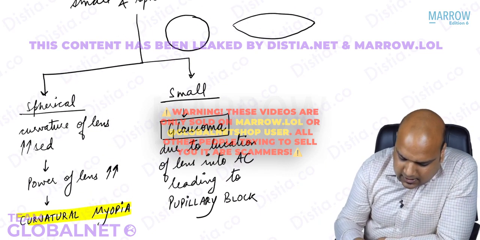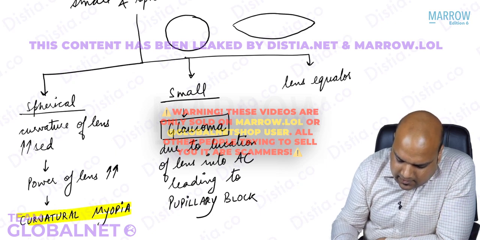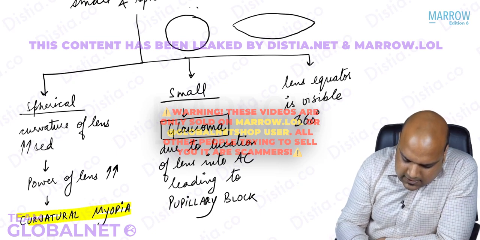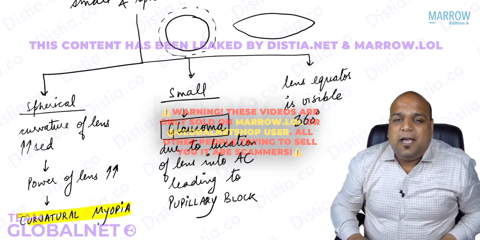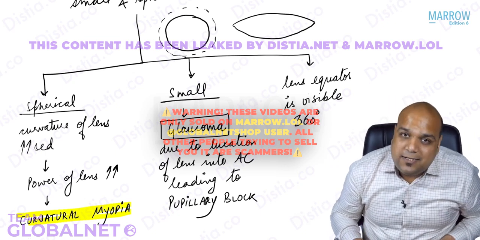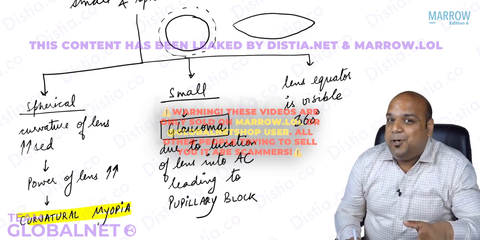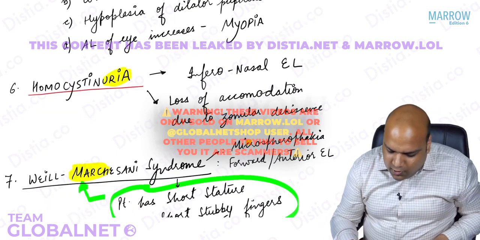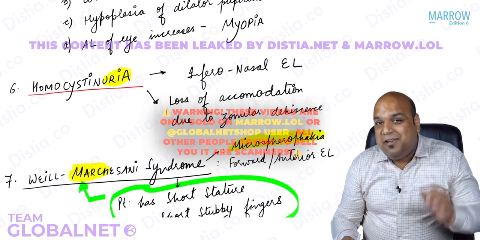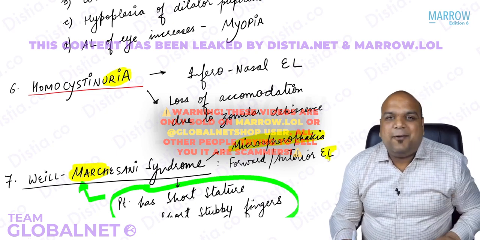Yes. Also, because the lens is small, everybody, lens equator is visible 360 degree. Yes. So if this will be my pupil, I will be able to see the complete lens equator within the pupillary area when my pupil is dilated. I hope you understand this. That's all about microspherophakia. If you ask me what is the cause of microspherophakia, I've already told you. Let me go back. We had already written that the cause of microspherophakia is Weill-Marchesani syndrome. So Weill-Marchesani syndrome causes 2 things: ectopia lentis and microspherophakia.